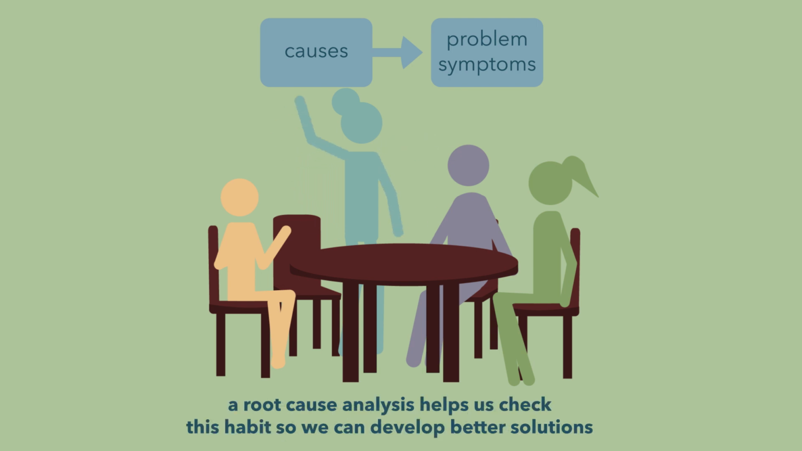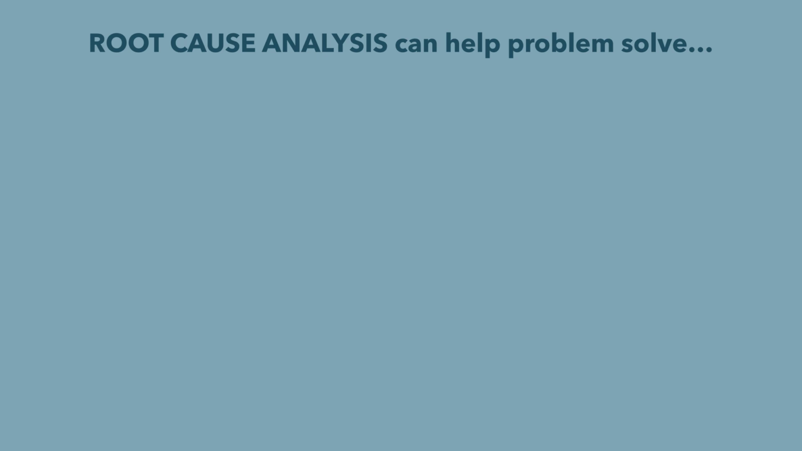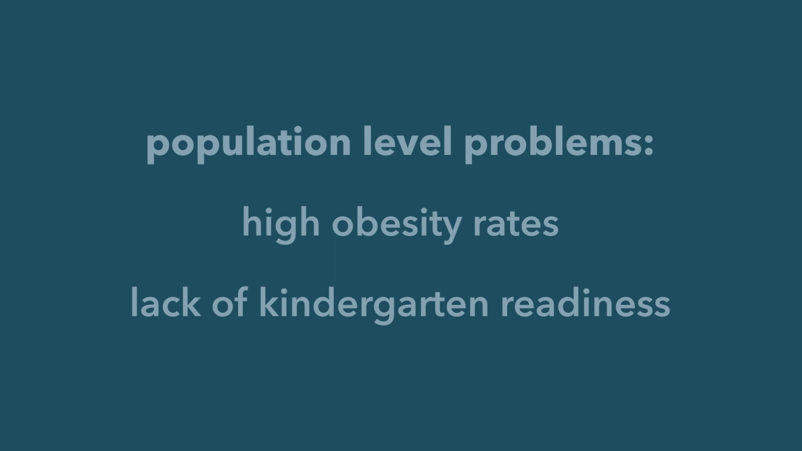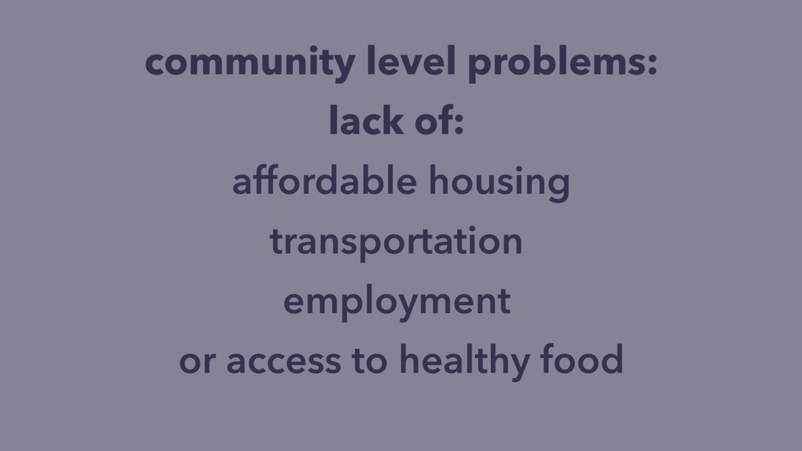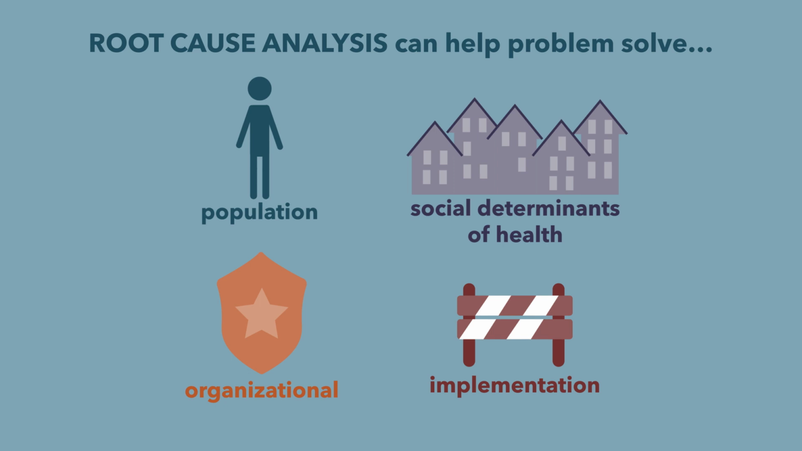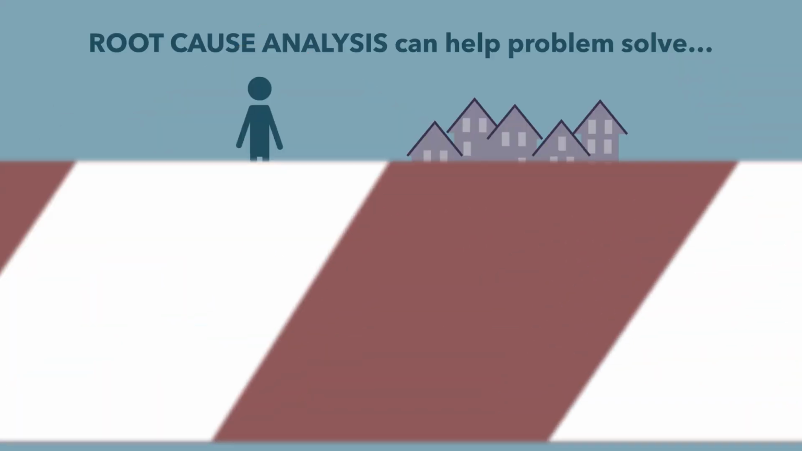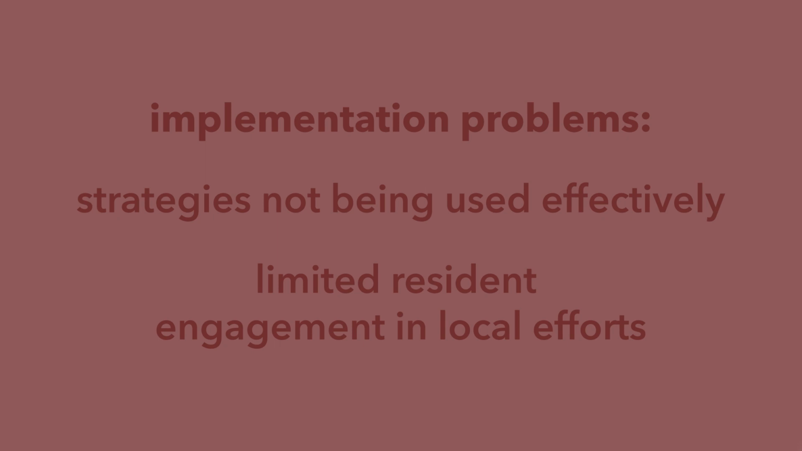A root cause analysis helps us check this habit by revealing why problems are happening so we can design better solutions. You can use root cause analysis to problem solve many different types of problems, including population level problems like high obesity rates or lack of kindergarten readiness, community level problems like lack of affordable housing, transportation, employment, or access to healthy food. These are often referred to as the social determinants of health. System or organizational problems related to coordination, referrals, service access, or low employee morale. And implementation barriers like strategies not being used effectively or limited resident engagement in local efforts.